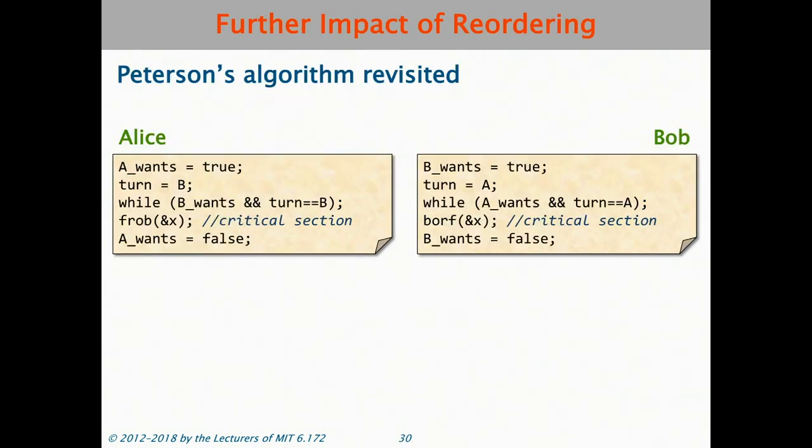Now let's go back and look at Peterson's algorithm. What can go wrong with Peterson's algorithm? What reordering might happen here that would completely screw up Peterson's algorithm? Hint, we're looking for a load that might happen before a store. What load would be really bad to happen before a store?